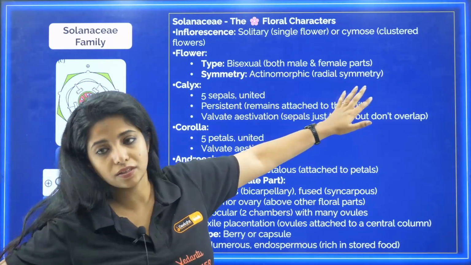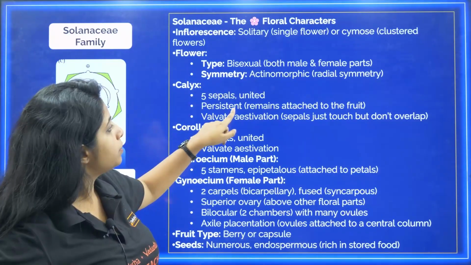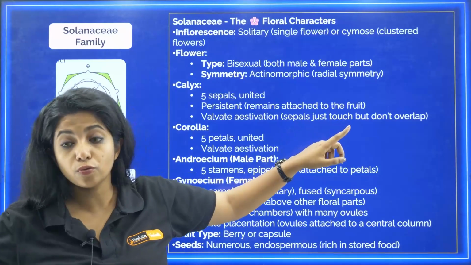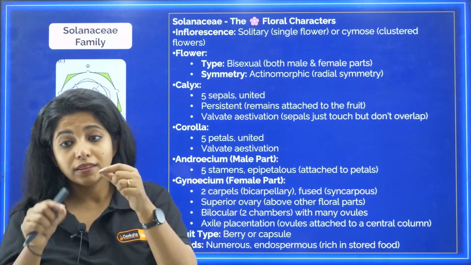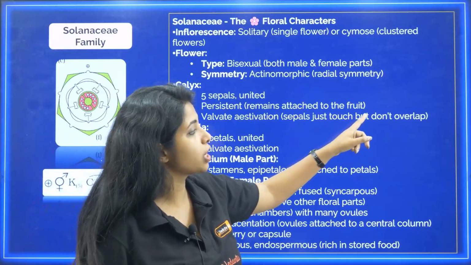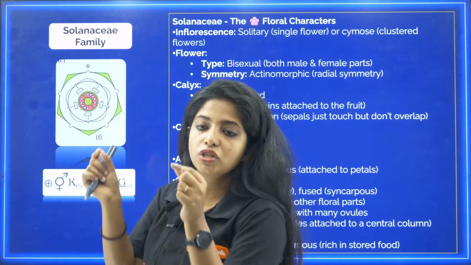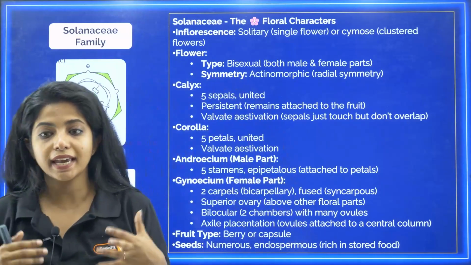Symmetry is actinomorphic, that is radial symmetry also. Calyx, 5 sepals are there, they are all united or fused. Persistent, that is remains attached to the fruit always. If you have seen tomato, the calyx will be still there. Okay, now valvate aestivation, sepals just touch, do not overlap. If you have seen over here, they are not overlapping, they are just touching. Okay, that is valvate aestivation.